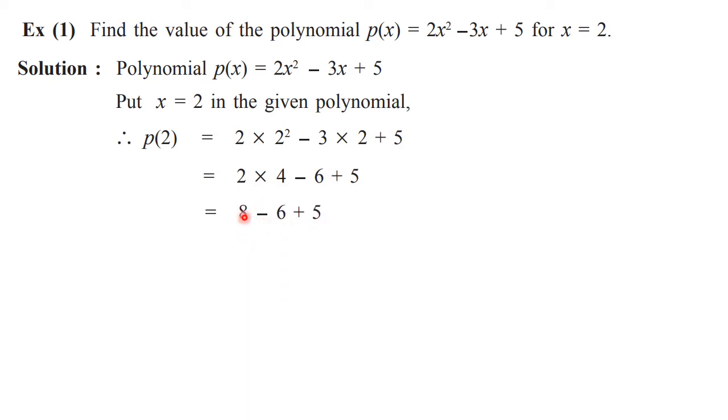So how you can solve it? 8 plus 5 is 13 and 13 minus 6 is 7. And therefore, value of this polynomial for x is equal to 2 is 7. Or you can say that p(2) is 7. So value of the polynomial p(x) for x is equal to 2 is 7. Let's go ahead.